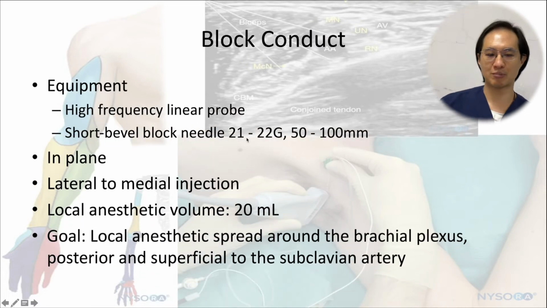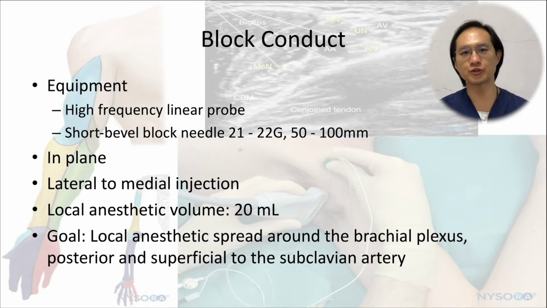How do we perform the block? The block is usually performed using a high-frequency linear probe and a short bevel block needle, usually 21 to 22 gauge. The needle length should be about 50 to 100 millimeters. We use an in-plane approach from lateral to medial injection. The usual local anesthetic volume is about 20 mL. The aim is to inject local anesthetic around the brachial plexus.